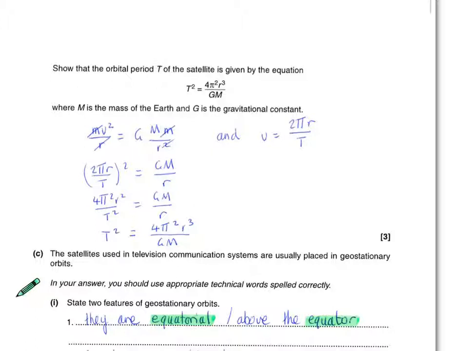But again, the bones of it is that we're doing the usual, equating the centripetal force with the gravitational force. The extra bit we have to throw in is v is 2 pi r upon T.